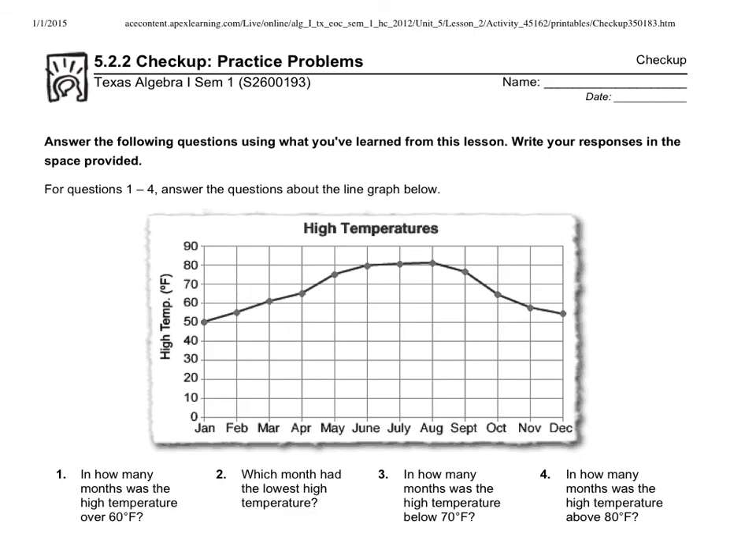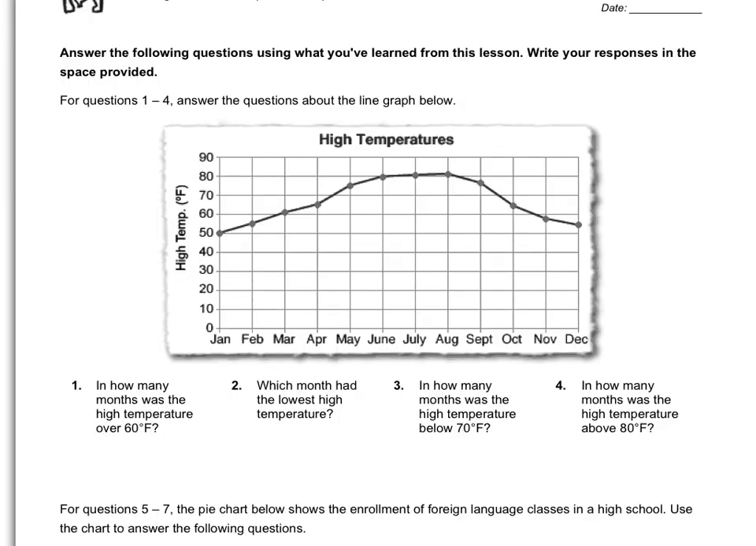All right, we're going to answer the odd problems as usual. So in how many months were the high temperatures over 60 degrees Fahrenheit? This chart shows the high temperatures every month for an entire year. So it wants to know how many months were they over 60.